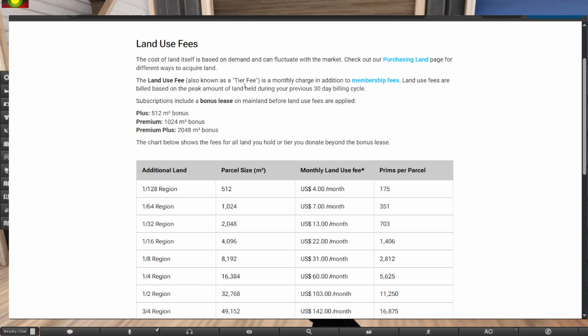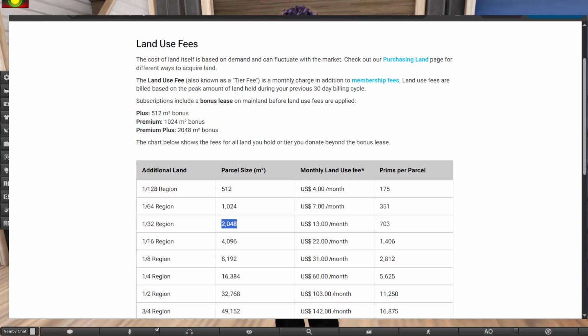But anyway, they call it a tier fee. So if you're a plus member, you get 512 for free. If you're a premium member, you get 1024 for free. And if you're a premium plus, you'll get a land size of 2048 for free. Now let me show you what that means.